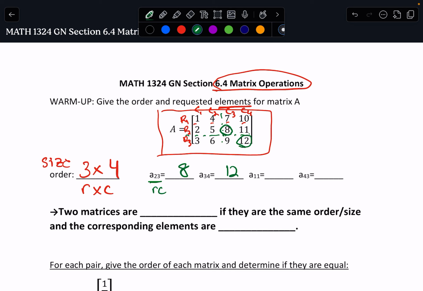Next element is 1, 1. So row 1 and column 1, that's going to be 1. Next element is row 4, column 3. Well, if we look at row 4, we don't have one. So this does not exist.